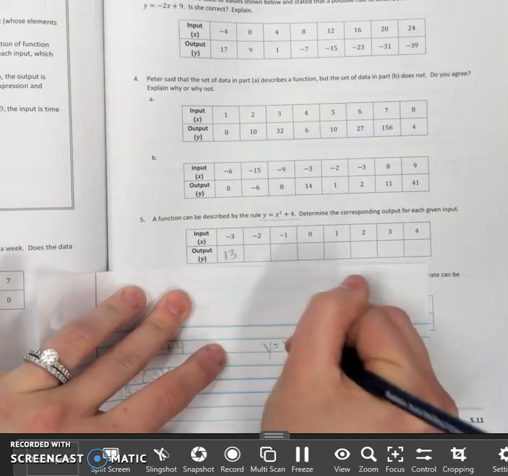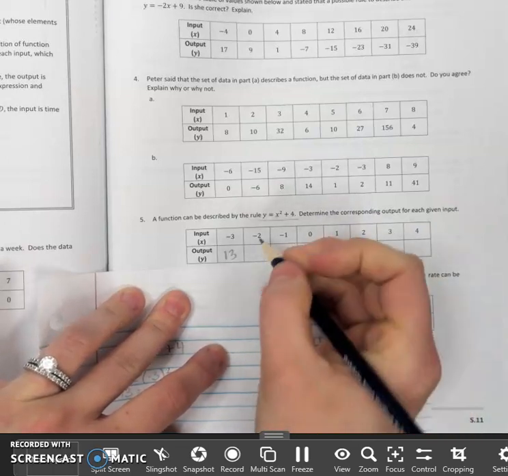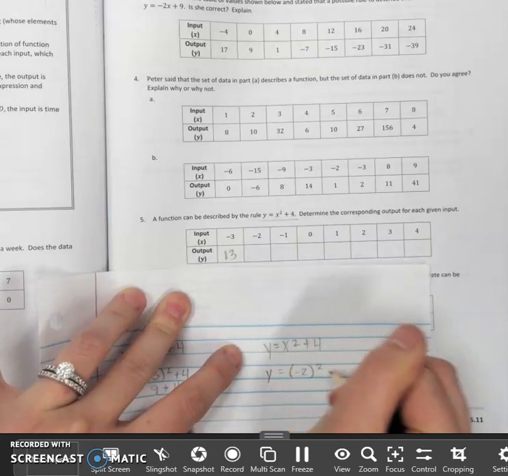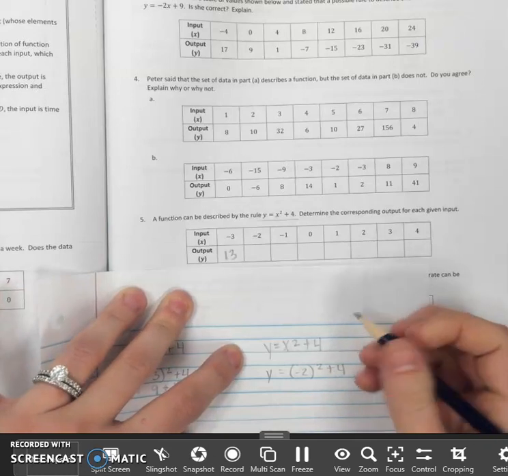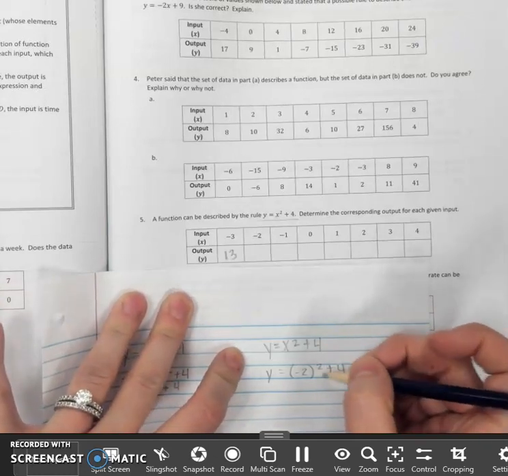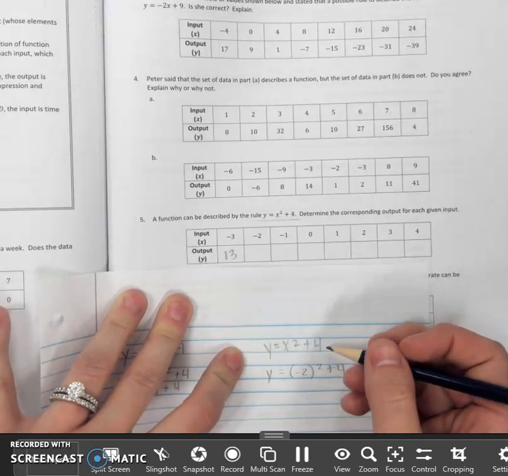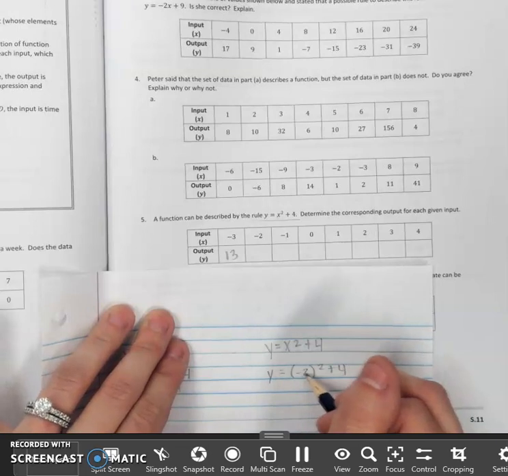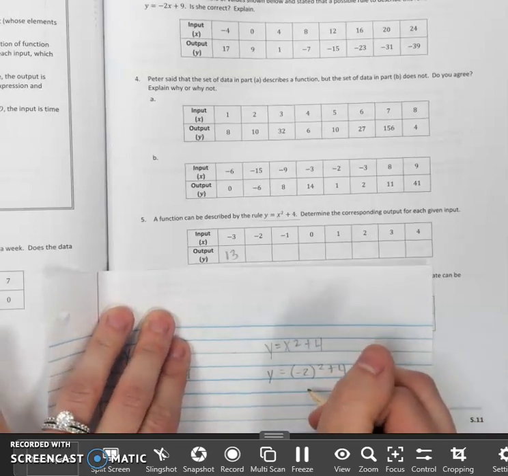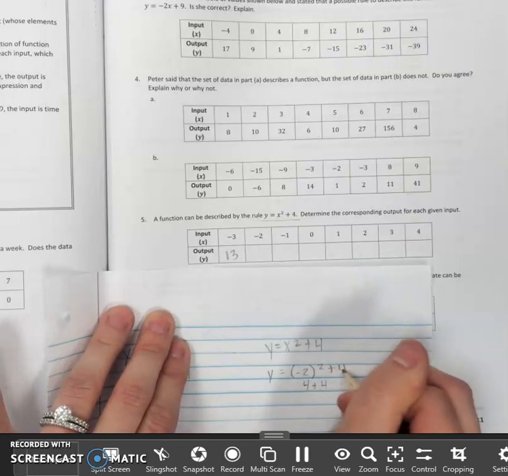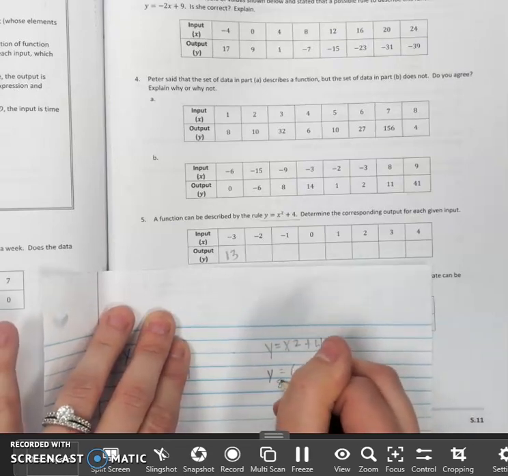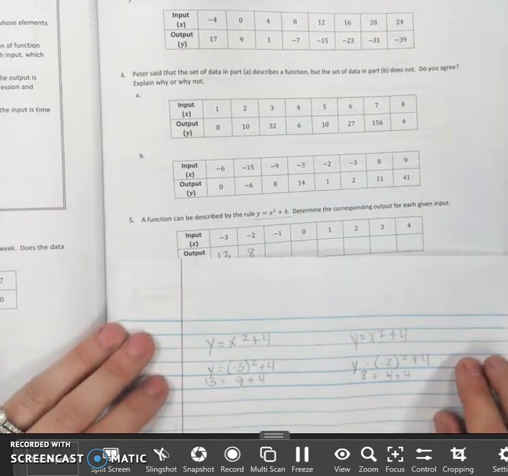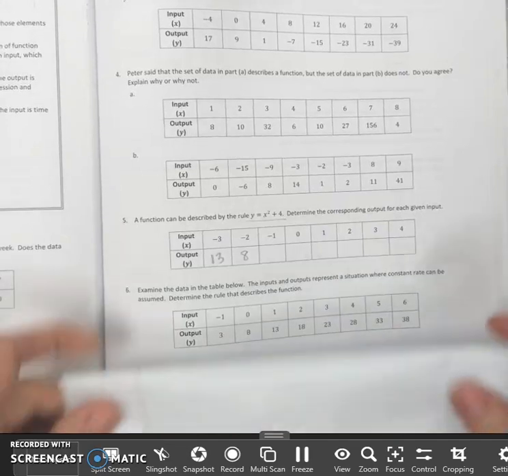Y equals x squared plus 4. Again, negative 2 is my x, so y equals negative 2 squared plus 4. Please, please always rewrite your equation. It'll just help you so much. Keep it all in line, keep yourself straight and organized. I know it helps me tremendously. So negative 2 squared is really negative 2 times negative 2, which is 4, plus my 4 equals 8. So again, 8.